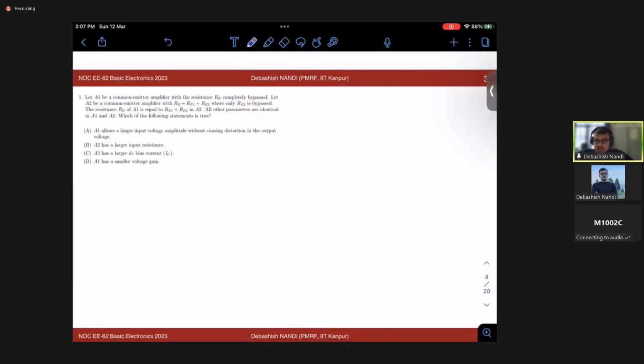As far as problem number 1 goes, it says: let A1 be a common emitter amplifier with a resistance RE completely bypassed. RE here refers to the emitter resistance. Let A2 be a common emitter amplifier with RE equal to RE1 plus RE2, where only RE2 is bypassed, meaning it is bypassed by the bypass capacitor. All the other parameters are identical in A1 and A2. Which of the following statements is true?